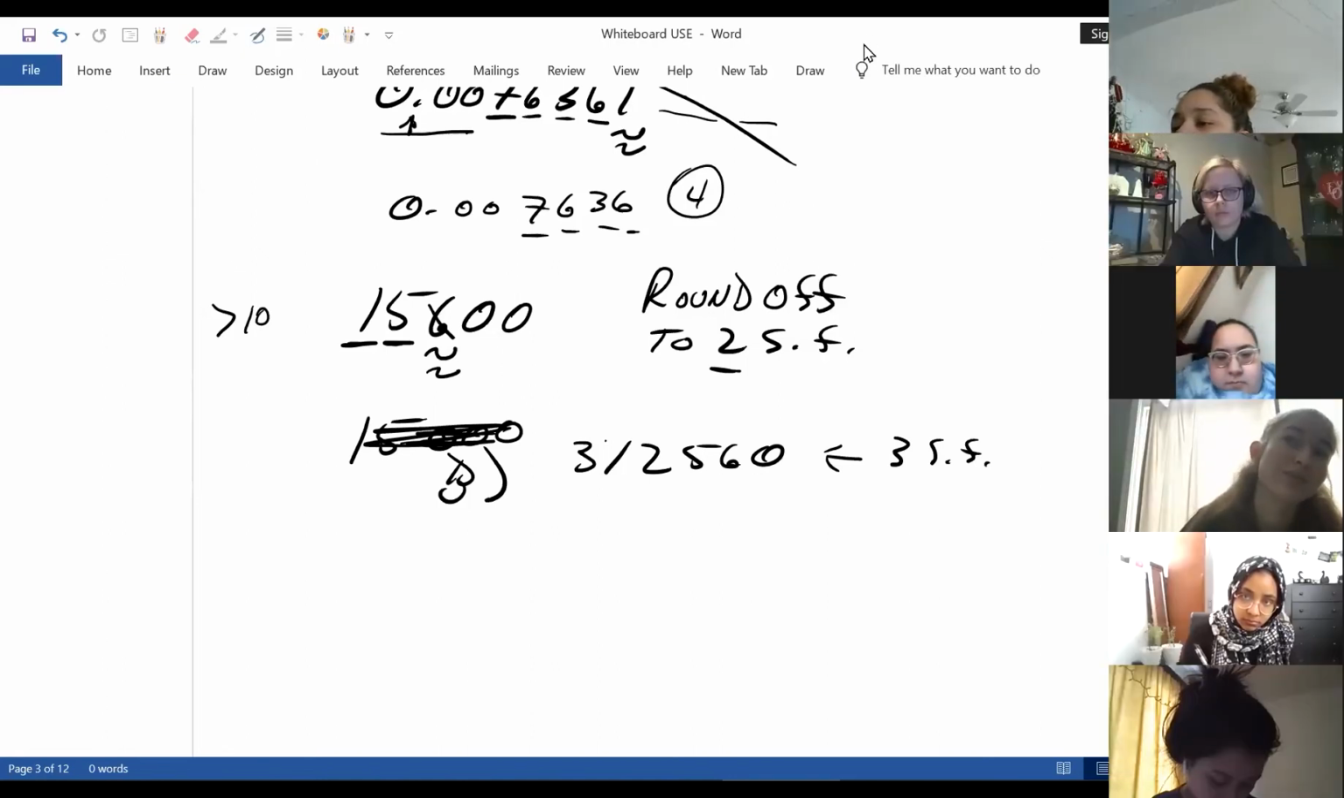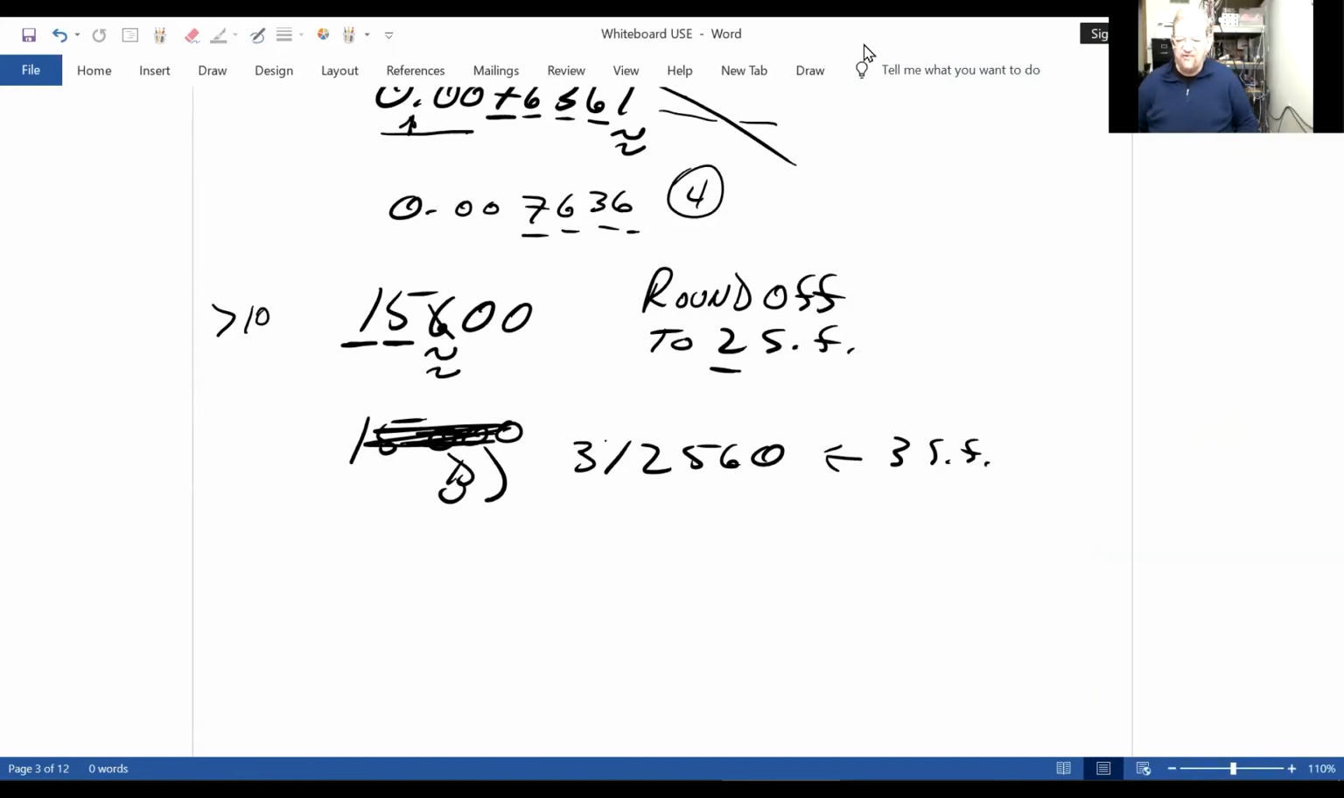All right, looks like everybody's done, so let's do it. How do you round this off to 3 significant figures? Keep the 3, keep the 1, keep the 2. Those are my 3 significant figures. And Erica, I'll get to you in a second. Let me just finish this.